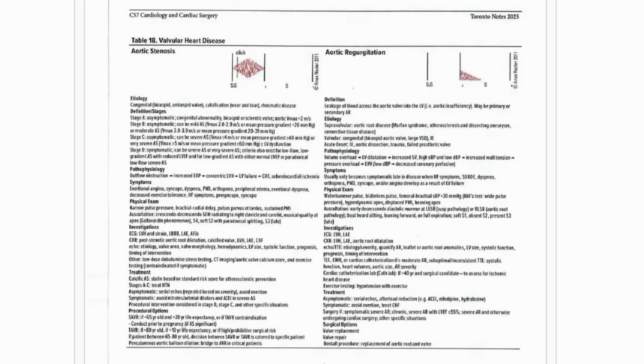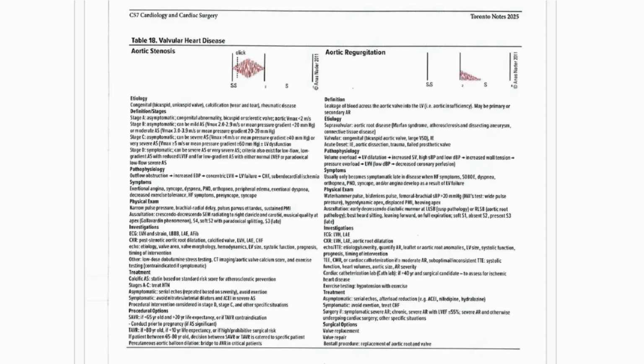Procedural options. As summarized in Table 18, options include surgical aortic valve replacement, or SAVR, preferred in younger patients with longer life expectancy or when transcatheter replacement is unsuitable. Transcatheter aortic valve replacement, or TAVR, is preferred in older adults, especially those over 80 years or those at high surgical risk. Balloon aortic valvuloplasty is mainly used as a temporary bridge before definitive valve replacement.